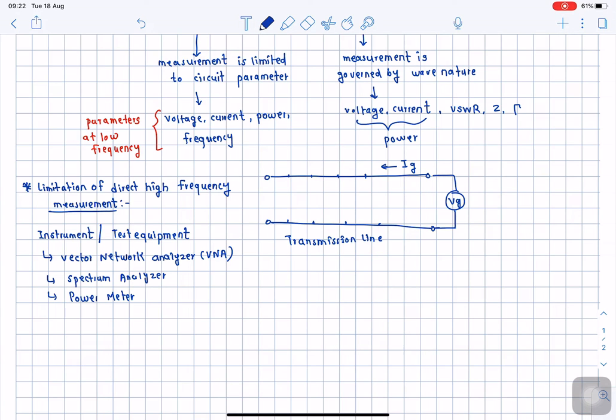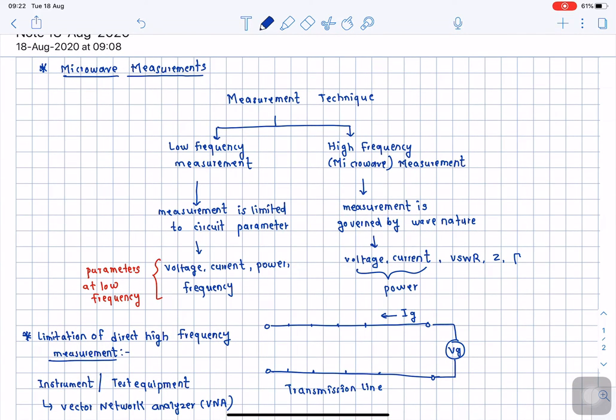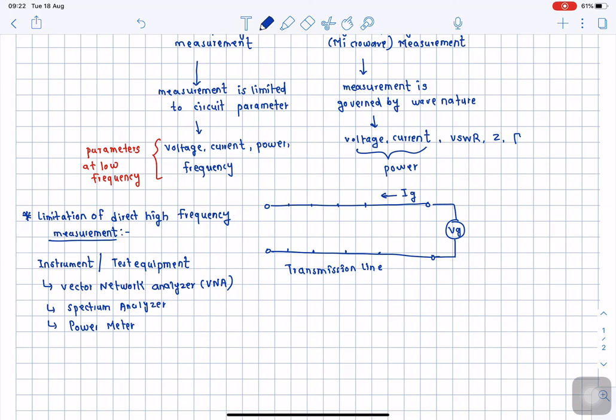So this is just the introduction to microwave measurement: how microwave measurements are different from low frequency measurement, what the limitations and benefits of these different types of measurement are, and the different ways in which parameters at high frequency can be measured. That is, by using the direct frequency method with expensive equipment, and the other method, the laboratory standard method, which provides a cost effective solution.